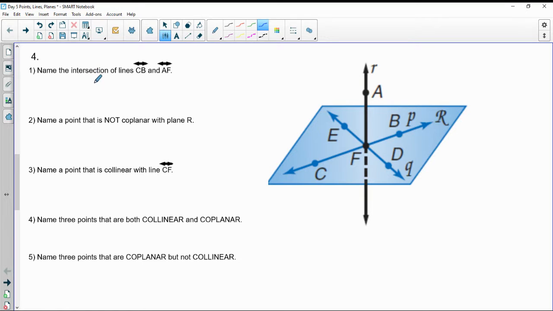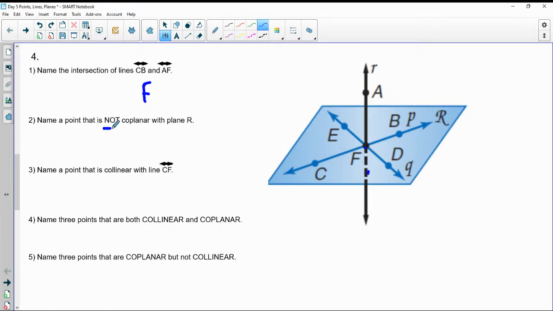Now, this says name the intersections. Intersections are where they cross. Intersection of CB, which is this line, and AF, which is this black line. Now, this black line is not in the plane. It's only touching the plane right here. So the only place the black line touches that entire plane is at point F. And CB also goes through F. So the intersection of those two is just going to be point F. And you do not have to put a dot or anything in front. If it's just one letter, that's a dot.